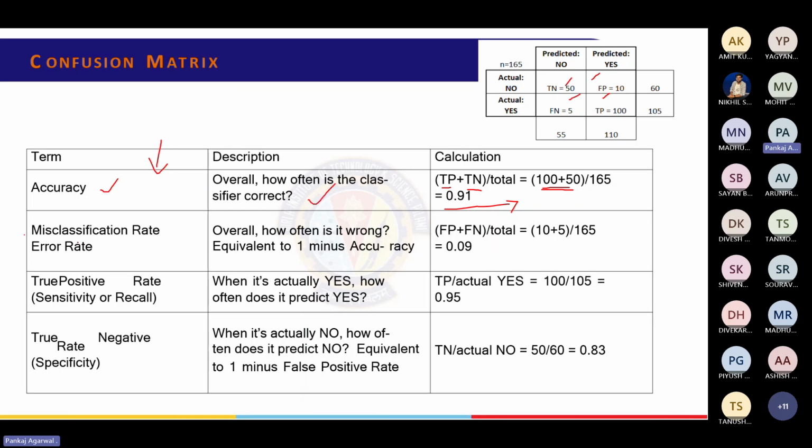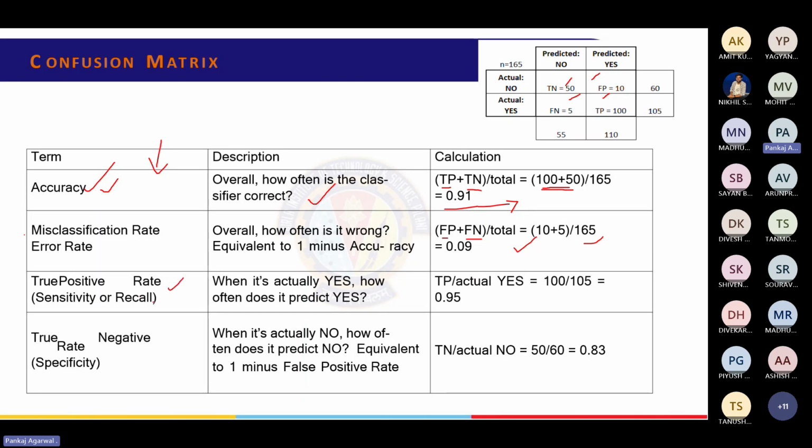So when it comes to misclassification rate, it is the reverse. You can do it one minus accuracy also. So 1 minus 0.91, or whatever you first calculate as the accuracy, can be used to get the misclassification rate. Or otherwise, you can do FP plus FN, that is the false positives and false negatives, divided by the total. That is also another way of doing it, right? Then comes what is called the true positive rate.